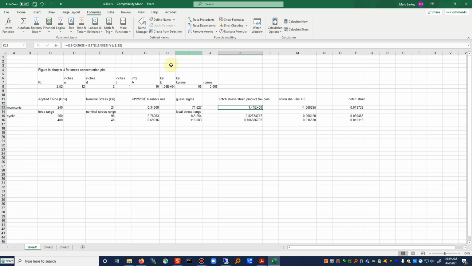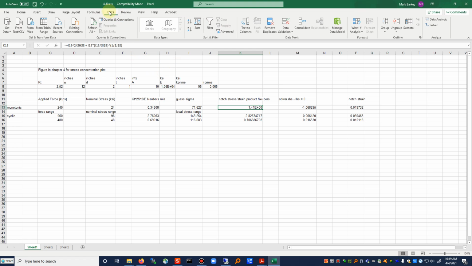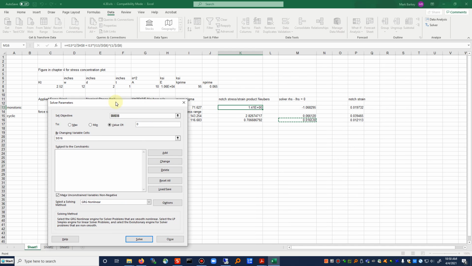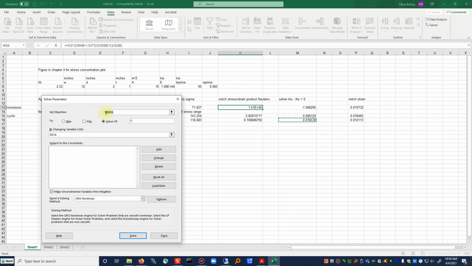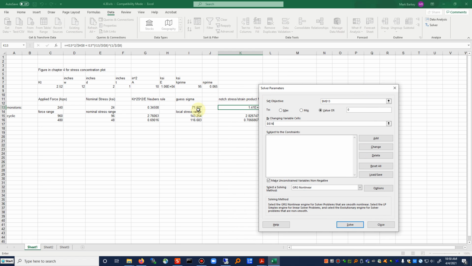All right, now it should show up, I believe, on my data. And here it is over here. Here's my solver. So let me go with solver. Okay, and so I'm going to set the objective, which is this cell, equal to a value of 0 by changing the cell with my guess for sigma.